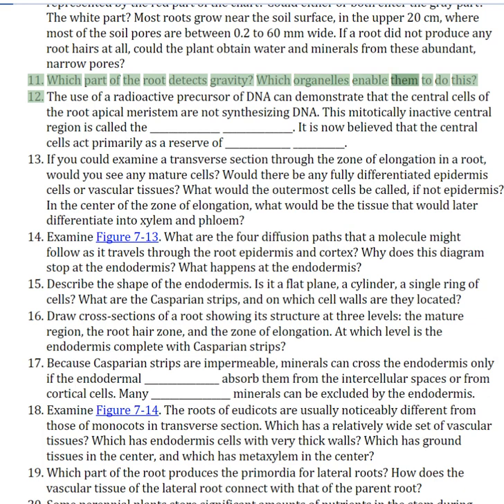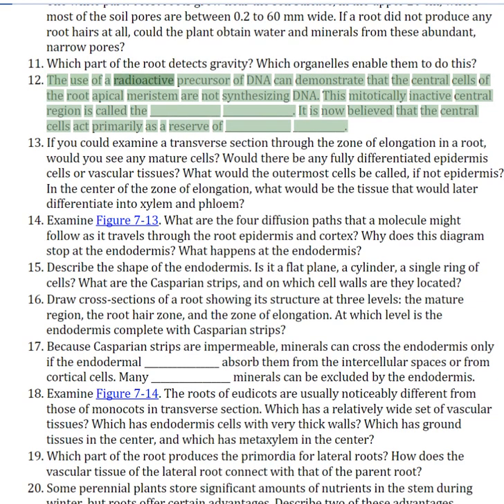Which organelles enable them to do this? 12. The use of a radioactive precursor of DNA can demonstrate that the central cells of the root apical meristem are not synthesizing DNA. This mitotically inactive central region is called the ____. It is now believed that the central cells act primarily as a reserve of ____.